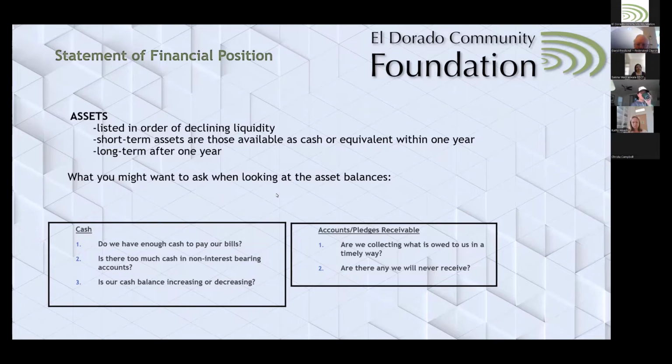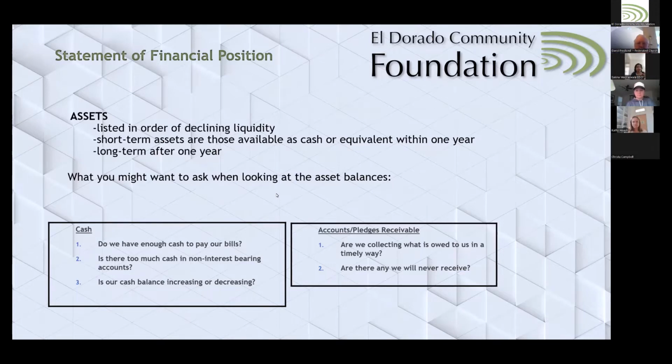Short-term assets are those that are available as cash or equivalent within 1 year. Long-term is after 1 year. So you might have CDs which mature after a couple of years, and so they would come under that. What you might want to ask when looking at asset balances are about cash. Do we have enough cash to pay our bills?